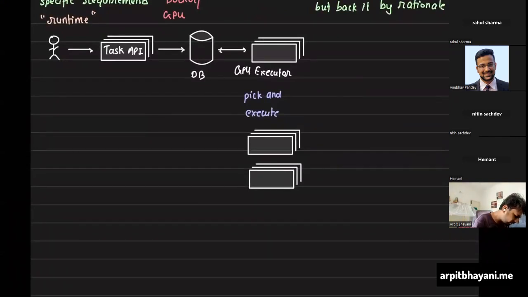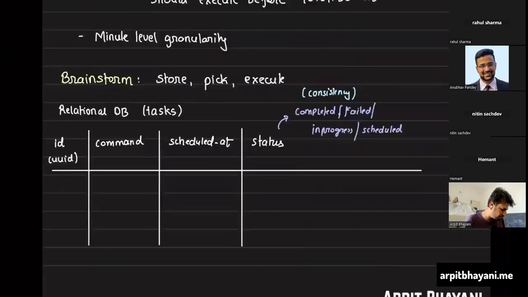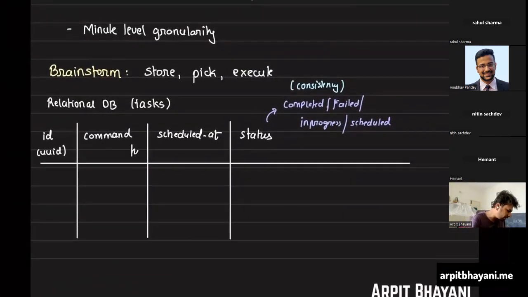Some are GPU executors, some are memory executors which have high RAM, some are, let's say, high disk executors, some are Java executors, and they all pick from the DB, assuming that they know which task belongs to what. Let's say I add a type to this also, which tells me what type of machine or what type of runtime this task should be executing on. That would solve the problem.